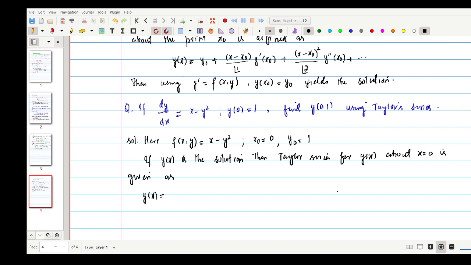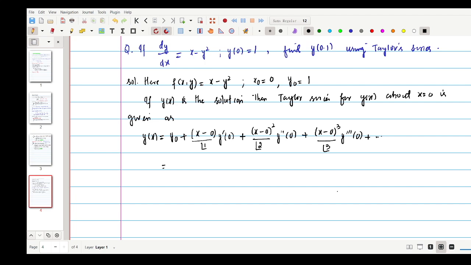y of x is equal to y naught plus x minus 0 divided by 1 factorial y dash of 0, that is y dash of x0, then plus x minus 0 whole square divided by 2 factorial y double dash of 0, then plus x minus 0 whole cube divided by 3 factorial y triple dash of 0, plus so on.